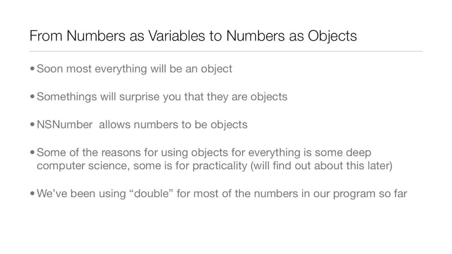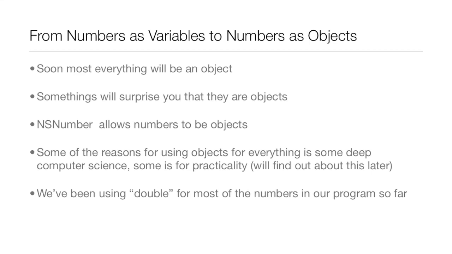Now, we're going to be transitioning from numbers as variables to numbers as objects, and actually pretty much everything we'll be using in our program will become objects. Some of the things may be a little surprising to you, and one of them may be NSNumber, because you may be saying, well, shouldn't a number be just a variable? I mean, it's so simple. It's one digit or maybe multiple digits, but it's just a number. It's not a complex thing. But yes, numbers can be objects.